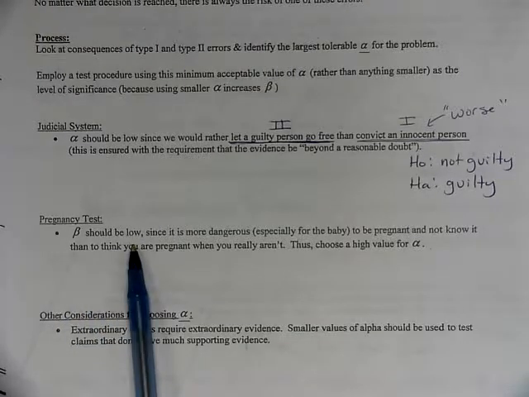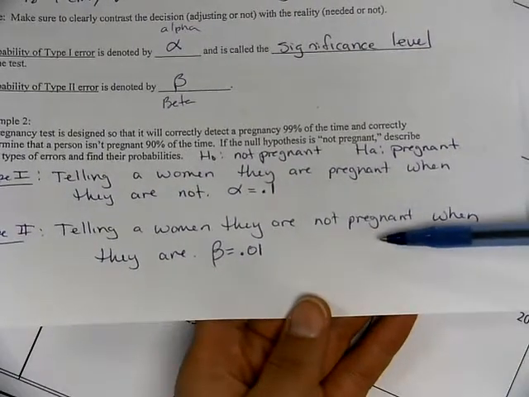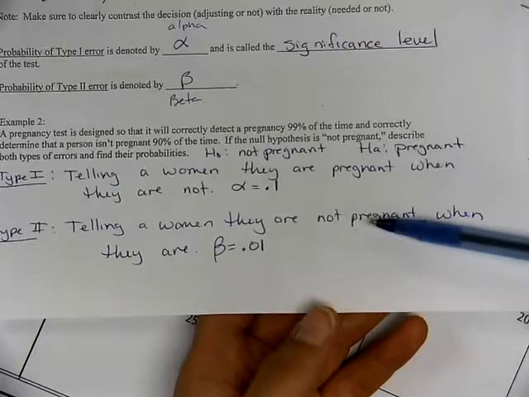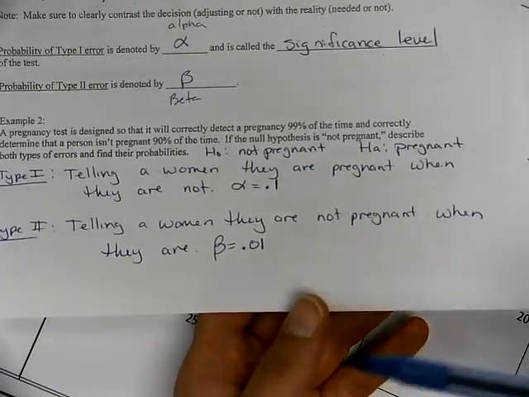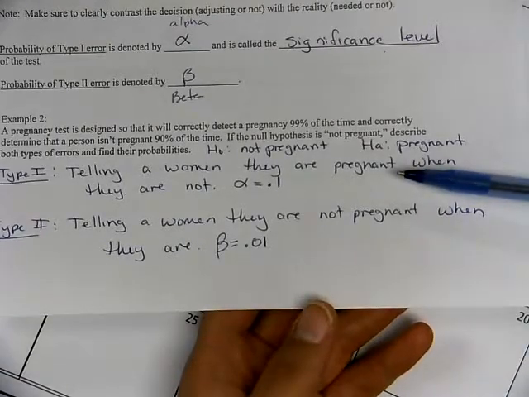For our pregnancy test, it's the opposite. Beta should be low. Because if you look at your two types of errors, telling a woman they're not pregnant when they actually are would be considered, I think, worse. Right? Because they may go out and do things that are not good for the baby, than telling someone they are pregnant when they're actually not. Just in terms of health.